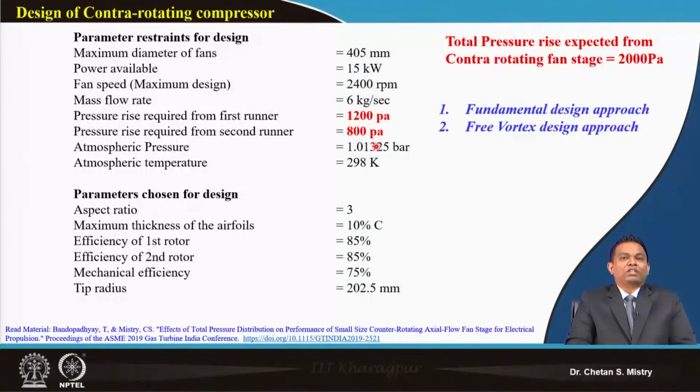There are other possibilities also. In the interest of time we will not be discussing all the methods, because it will not make much sense. If you are interested, you can practice and check what we are discussing in terms of results and in terms of what we are getting as output. Okay. So for the present design we are considering 1200 and 800 Pascal respectively for rotor 1 and rotor 2, and we will be discussing the design based on free vortex and the fundamental approach.